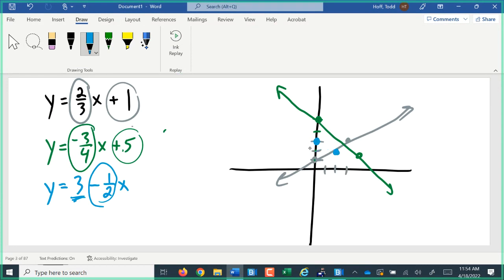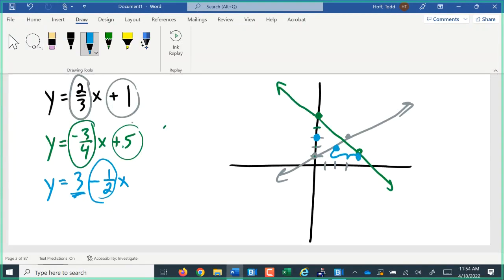Now, since that is pretty close together, we'll go again. Move down 1, run 2, get another point. And now, of course, we can draw our line through those points.